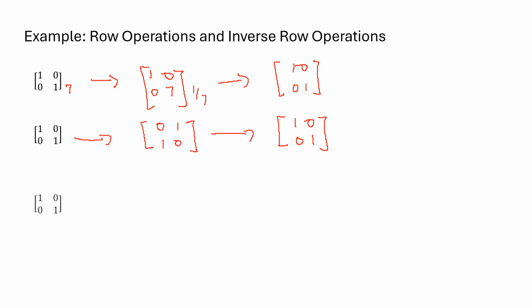Then if you are going to multiply 5 to the second row, then add it to the first, you have [1 5; 0 1]. Then if you are going to revert it again to the identity matrix, you are going to multiply negative 5 to the second row, then add it to the first row. So you have [1 0; 0 1].